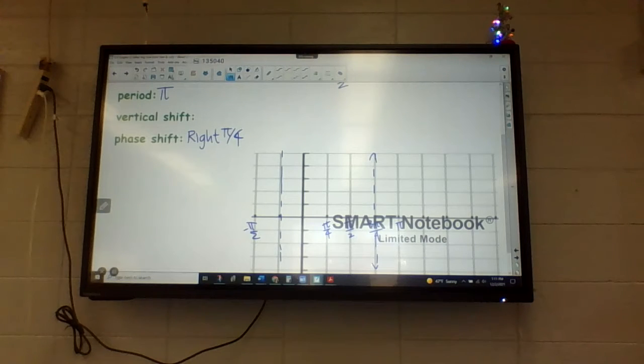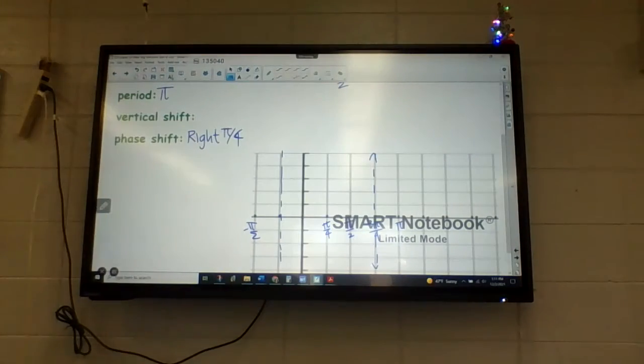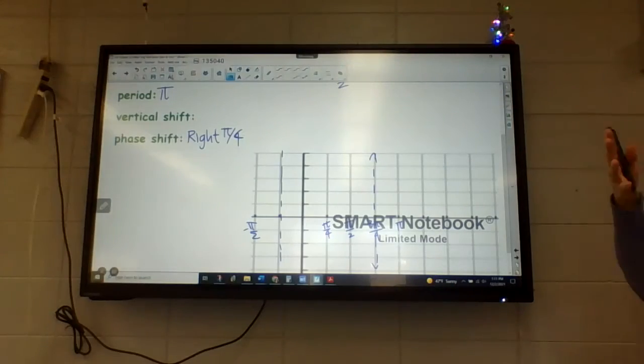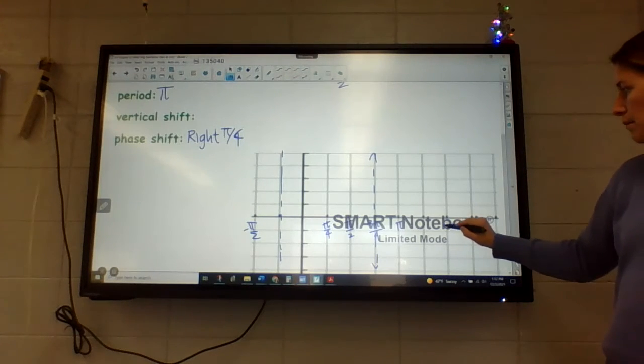So why is it pi over 2? Because that's normally where our asymptote is. So in tangent, our asymptotes are normally on the halves. So we're just shifting it over one space. So I'll get over here to pi over 2.